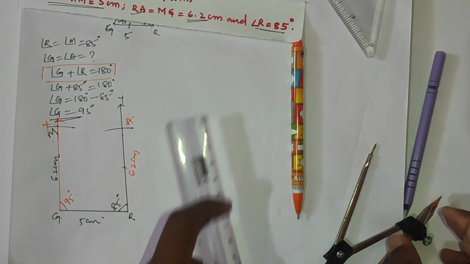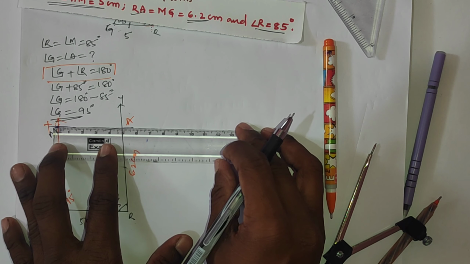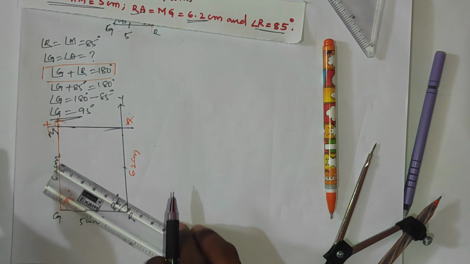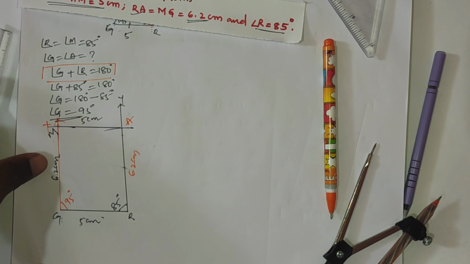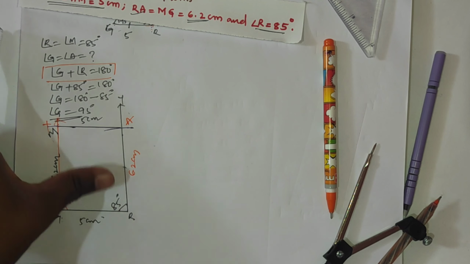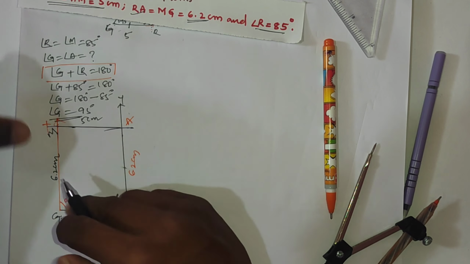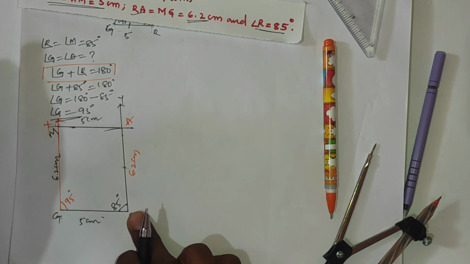Now just joining A to X. We completed. This is 5 centimeters. So with this our required quadrilateral GRAM is completed. Okay, so angle G is equal to angle A, 95 and 95, angle R is equal to angle M is equal to 85 and 85.